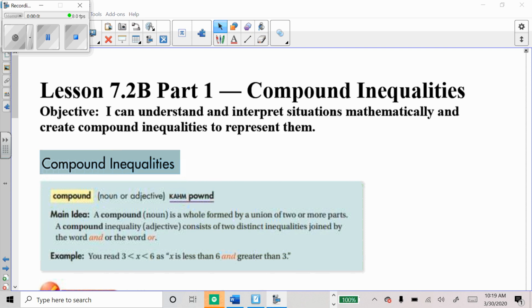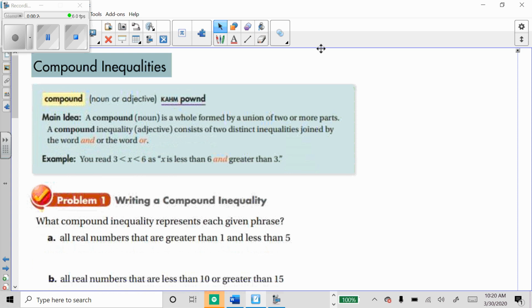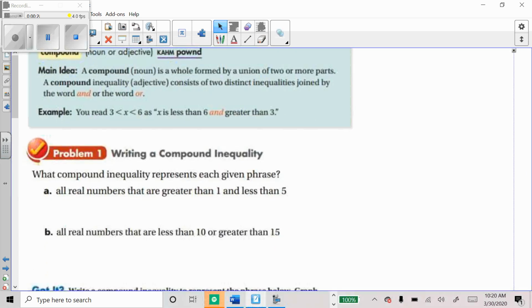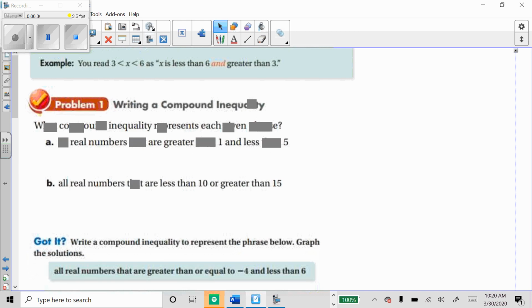We're going to be talking about compound inequalities today. And on a graph, compound inequalities can be represented by more than one part of the graph that are included in the group. Okay. Go ahead, if you want to pause and read the main idea here, you can do that. I'm just going to get into problem one here.